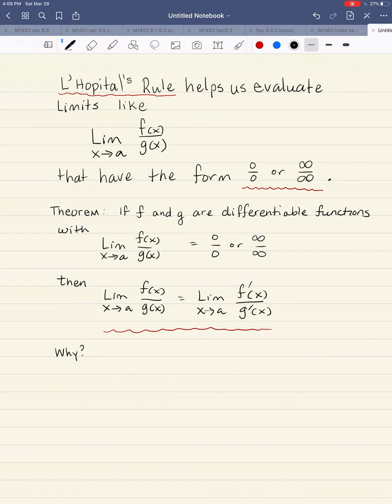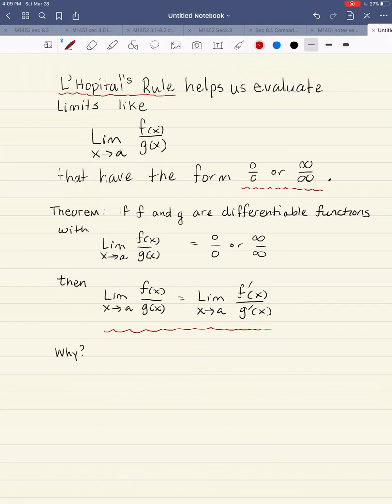Remember back in chapter 2, when we took some of these limits, we did a lot of algebra. We had to do some factoring. Maybe some problems were hard to factor, so we did some long division, or we used trig identities, things like that. Hopefully, L'Hopital's rule will make these things a little bit easier.